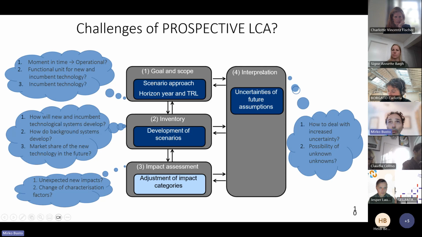So very briefly, what are the challenges of prospective LCA? Here there are the 4 stages, and I've summed up some of the challenges. Let's start from the goal and scope. In the goal and scope, we have to establish a functional unit. As we said, it is the quantified description of the function of a product that serves as a reference.